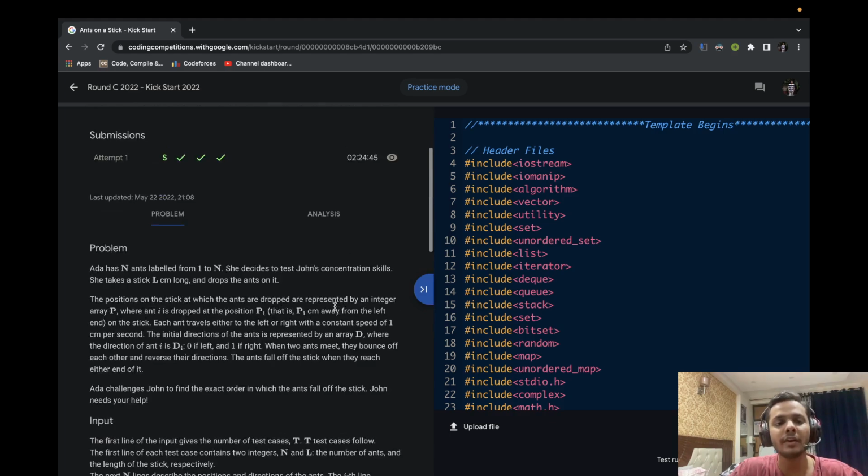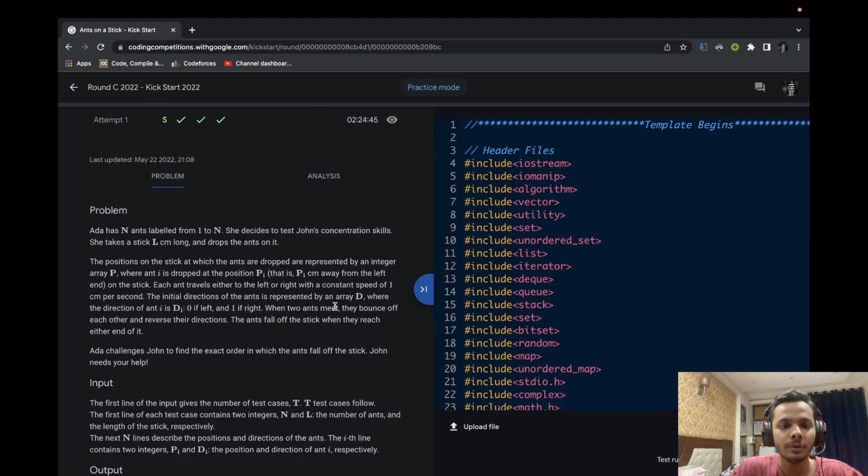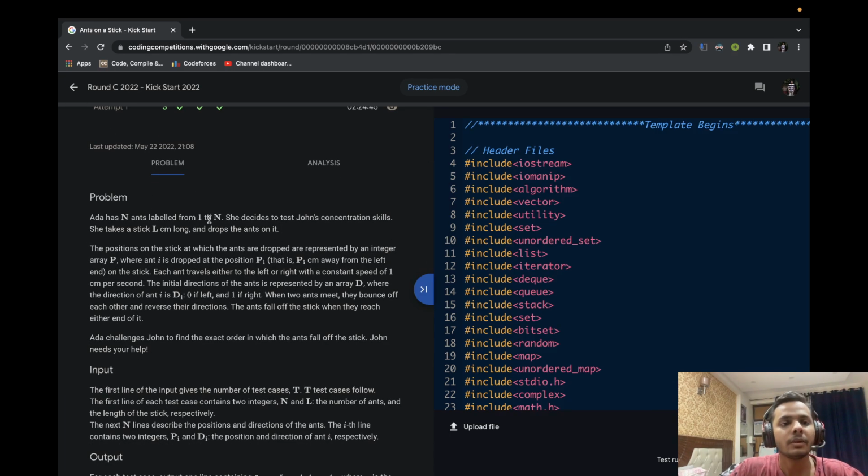So we are going to make two very important observations and then combine those two to solve this problem. Okay, so let's see what this is saying.